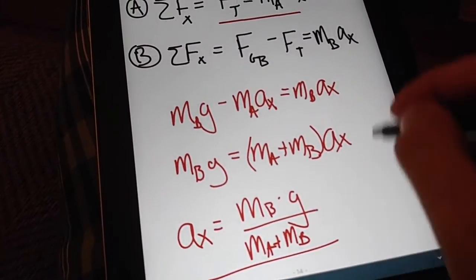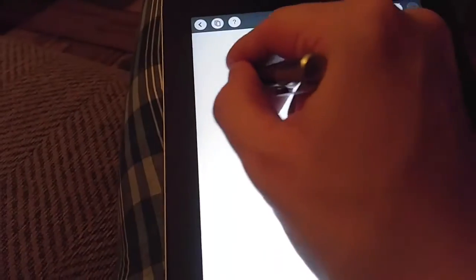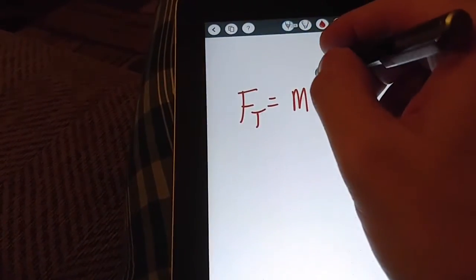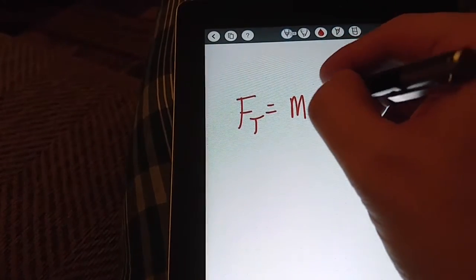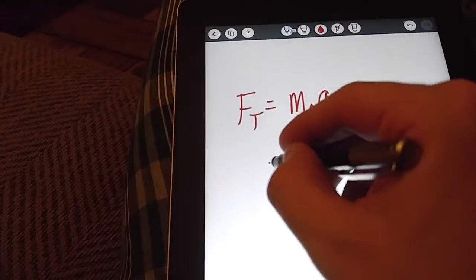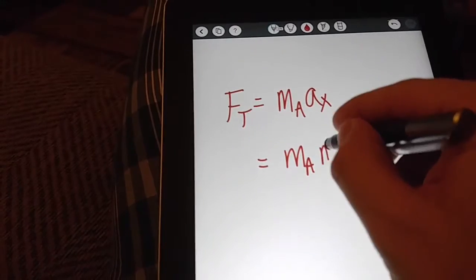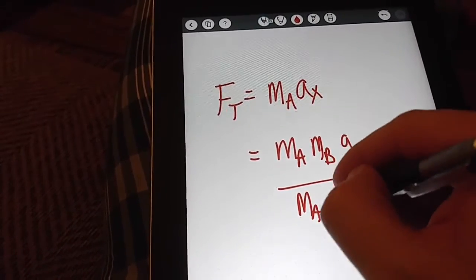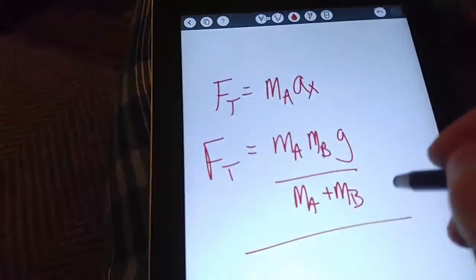Then I can substitute this back in for the tension to say that then my tension force, which we said was ma times the acceleration in the x direction. Well, we just solved for the acceleration in the x direction. So all I'm going to have there is now ma times mb times g over my total mass ma plus mb. So that's going to be my tension force.